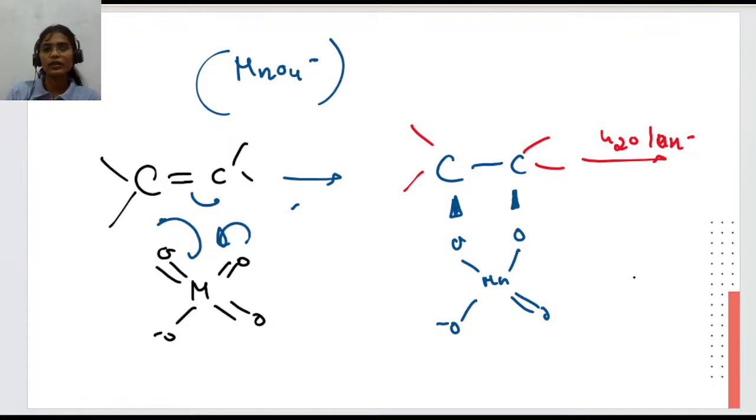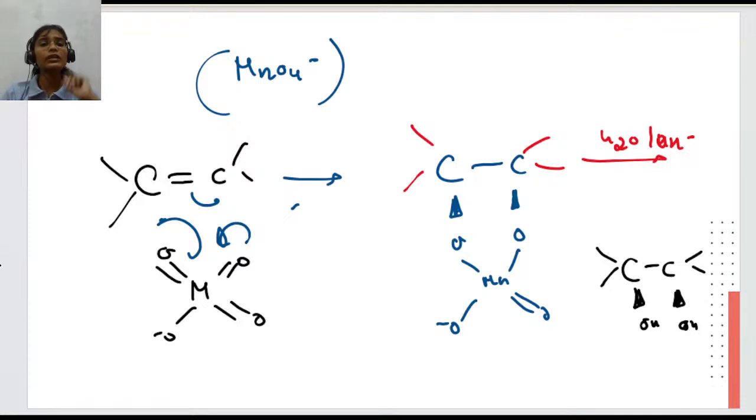And then again, we're getting a carbon, carbon, this. Okay, this is all for the mechanism. It's really simple that we are using the basic condition for KMnO4 or osmium. Attack will be from the same side, that is a syn addition. This is how the mechanism looks like. It's enough. Not more than that.